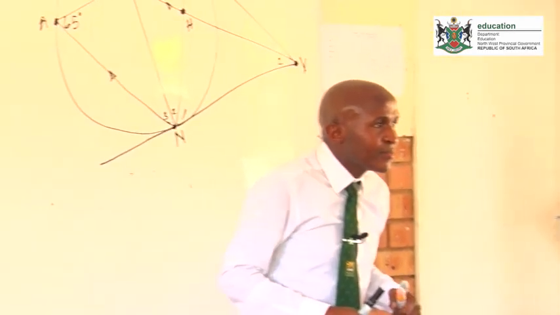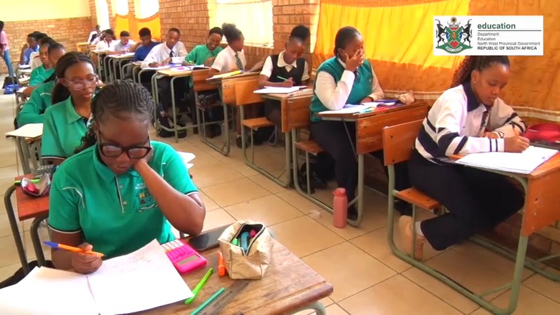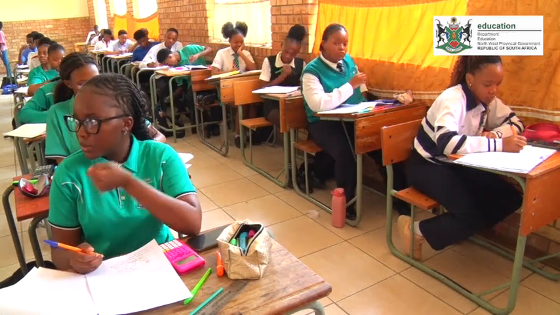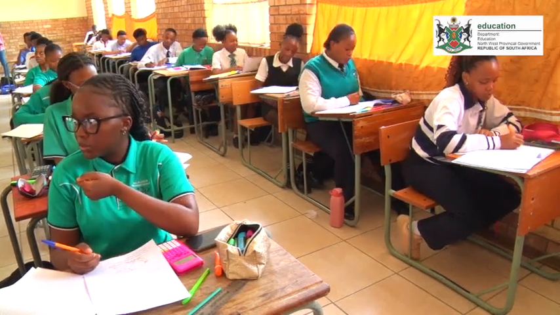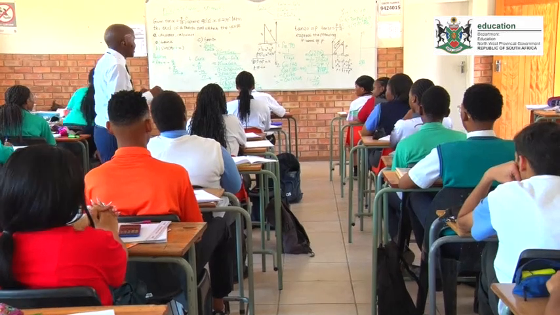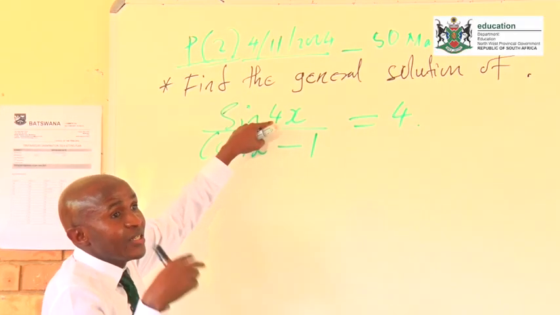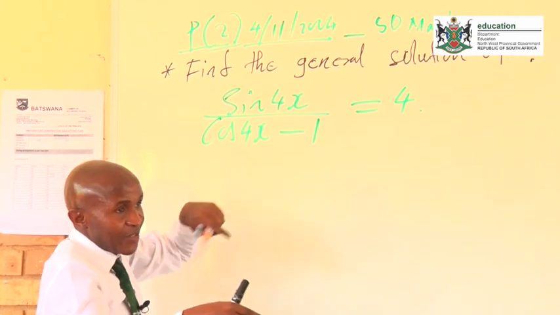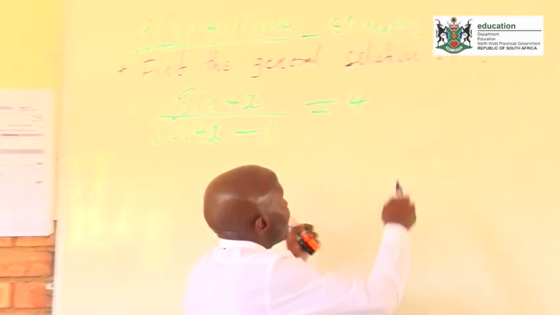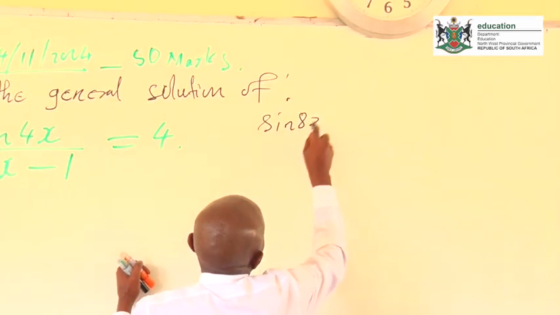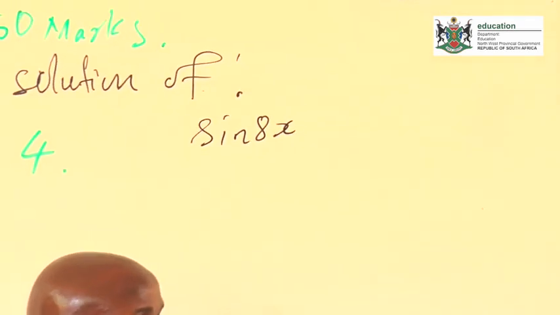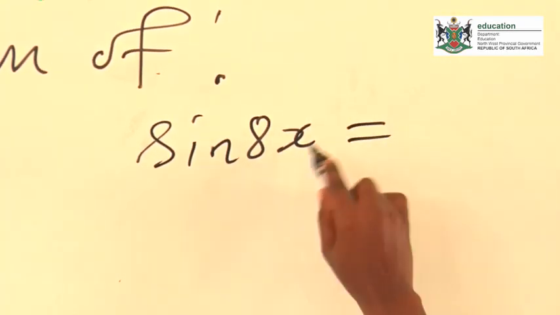Sir, I first started by rewriting sine 4x as sine 2 times 2x. Why? I wanted to fit into the double angle of sine 2 theta. Because we can notice that in the numerator we have a double angle. Remember, double means 2 times something. Even sine 8x is a double angle. Do you agree? What will be the expanded expression of this?